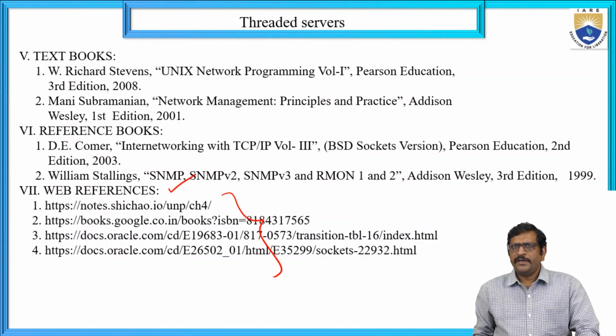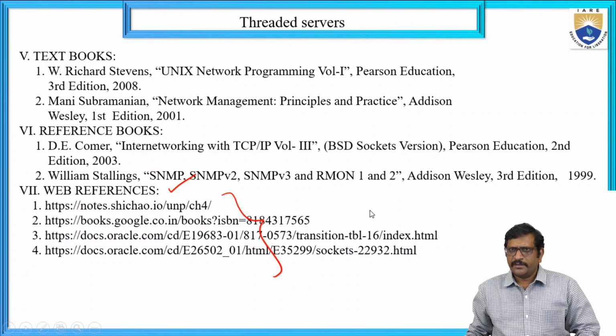So this is about threaded servers. With the help of a threaded server, we can receive requests from multiple clients, process them with the support of threads, execute the resources, and get the required result. After getting the required result, the threaded server responds to the respective clients. This is about the threaded server.